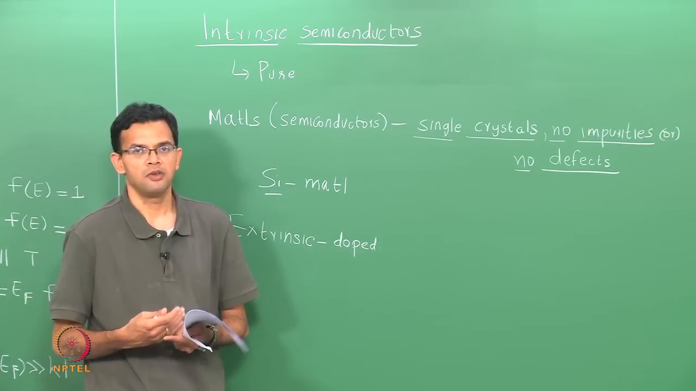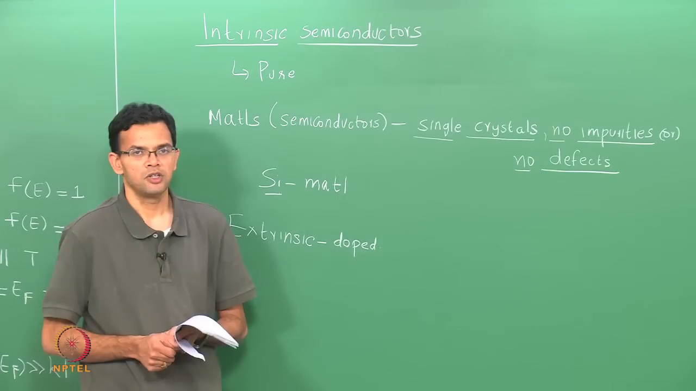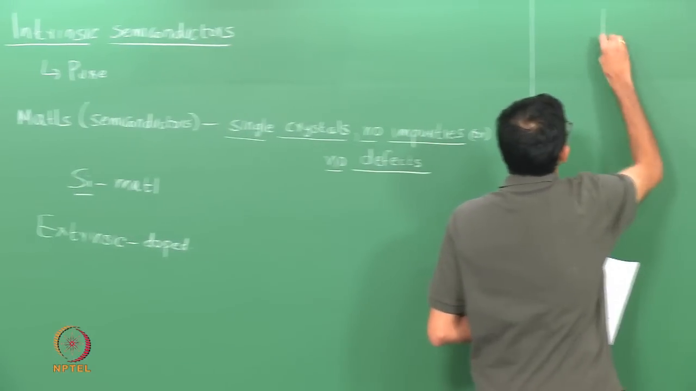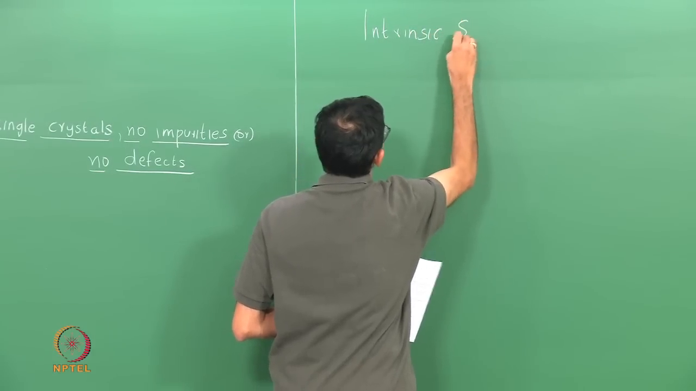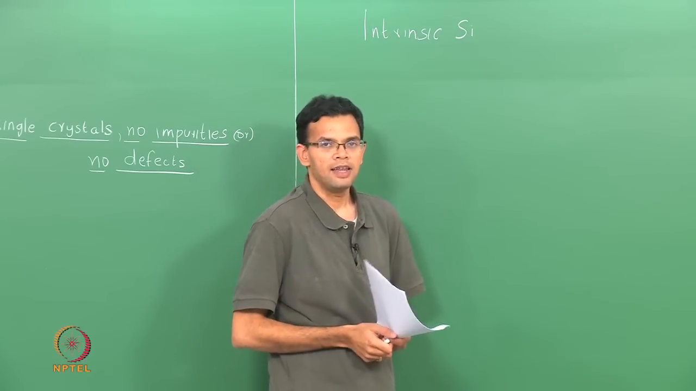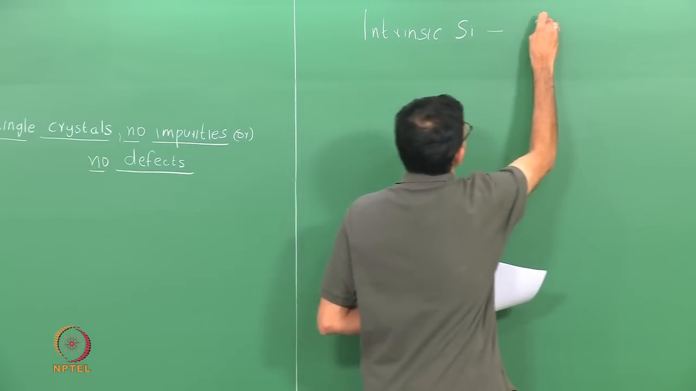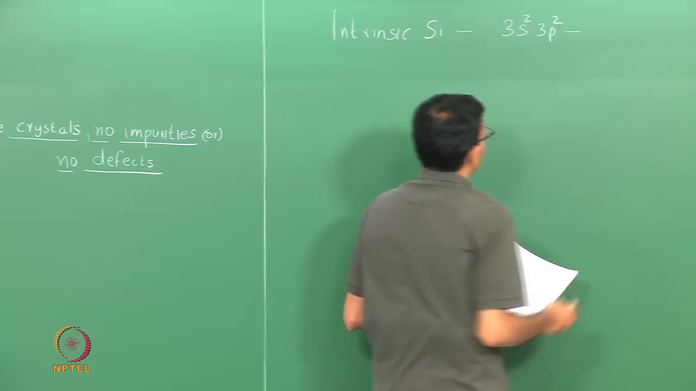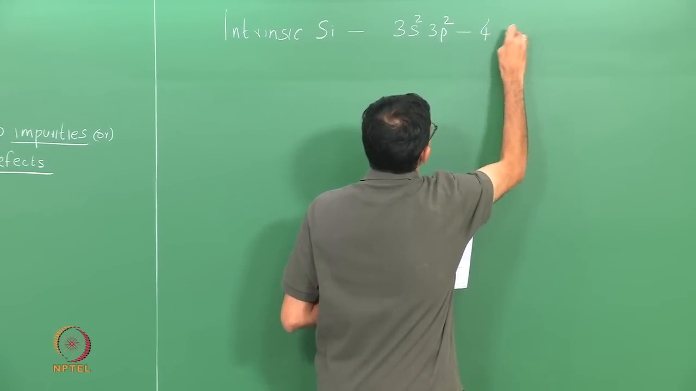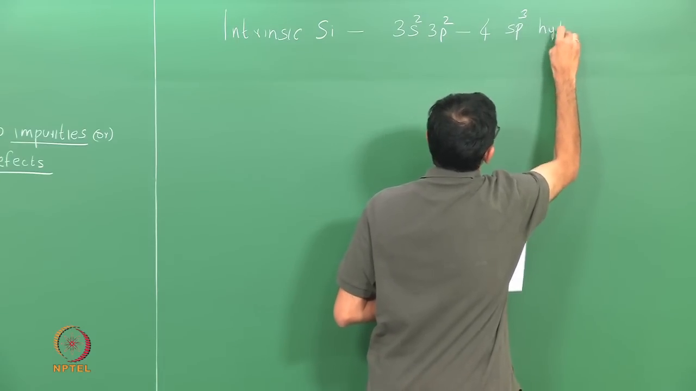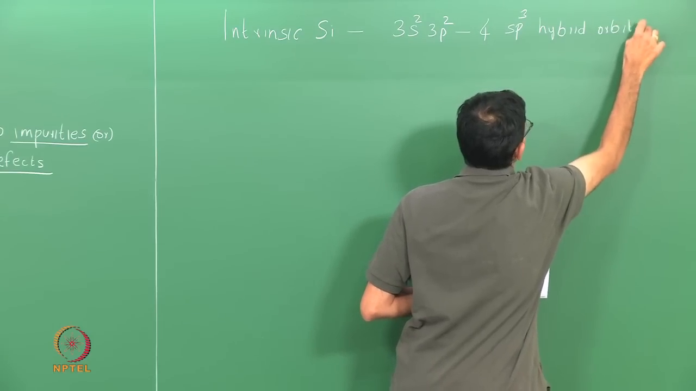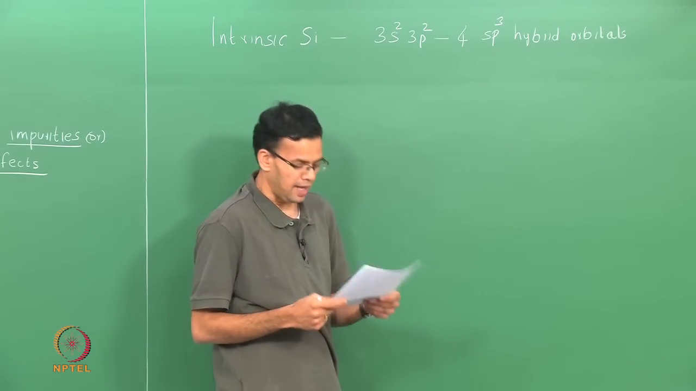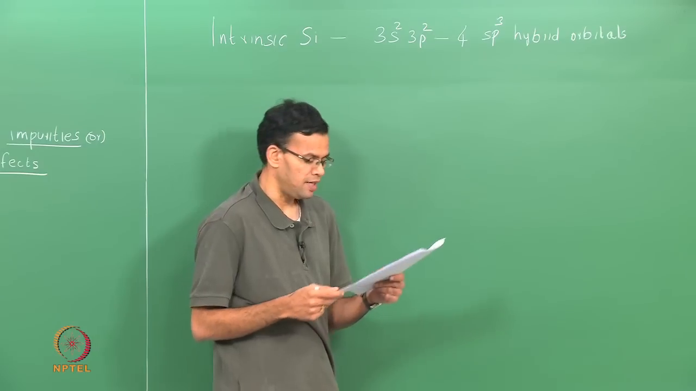We will start with intrinsic first, and once we develop these concepts, we will go on to use them to understand extrinsic semiconductors. So, let us start with intrinsic silicon. As we saw earlier, the electronic configuration of the outer shell of silicon is 3s2, 3p2. There are a total of 4 electrons. The s and the p orbitals hybridize to give you 4 sp3 hybrid orbitals. And we later saw that these orbitals, when they form a solid, give you a valence band that is completely full and a conduction band that is completely empty.